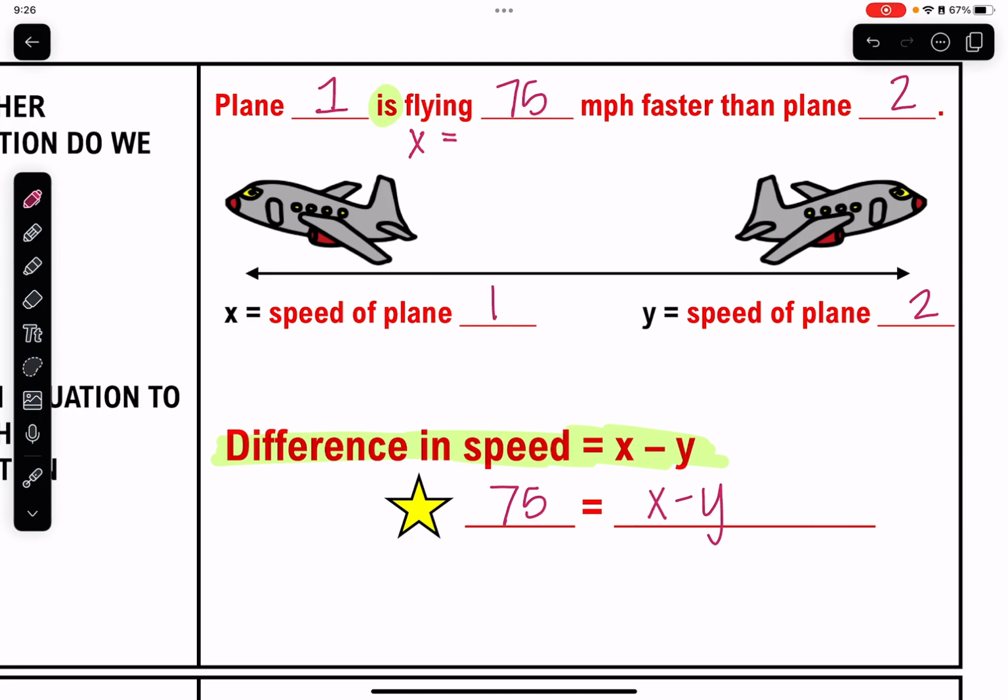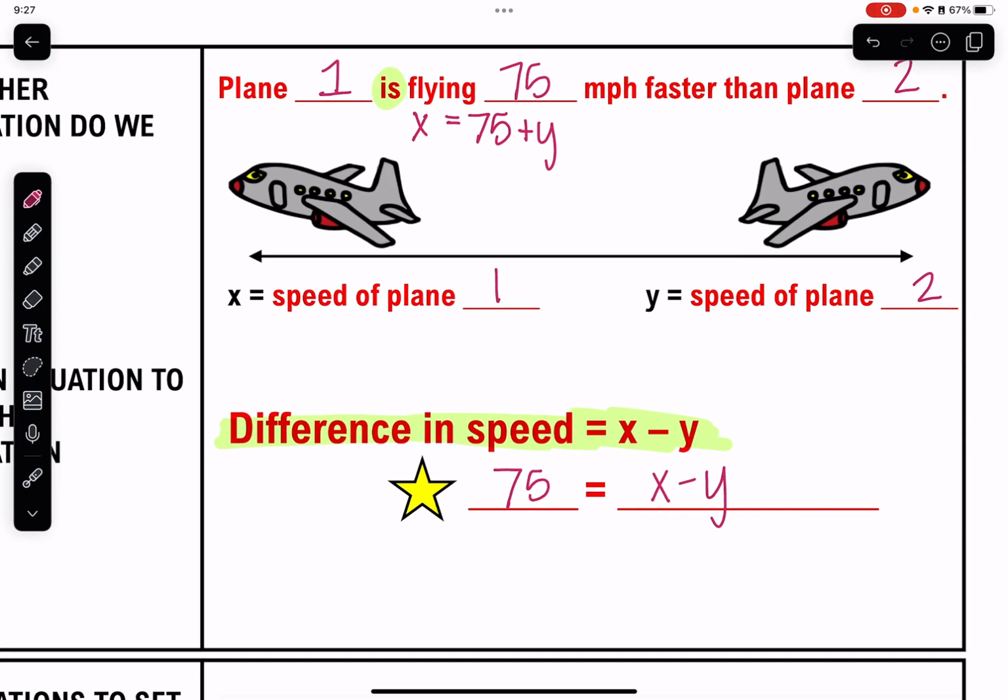So I see that number 75. So 75 plus my speed of plane 2, which we already described as y. Okay? Because I don't know what they are. But let's think about this. Let's say, I don't know, plane 1 speed is going to be 30, right? Then you can just plug that in and work through that equation here, okay? So that's another way to think about it.